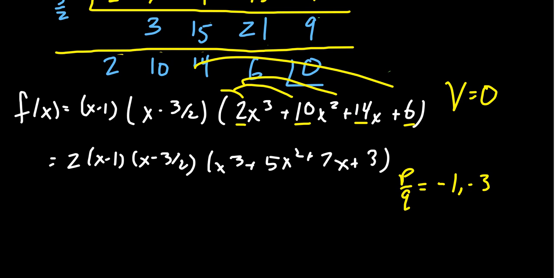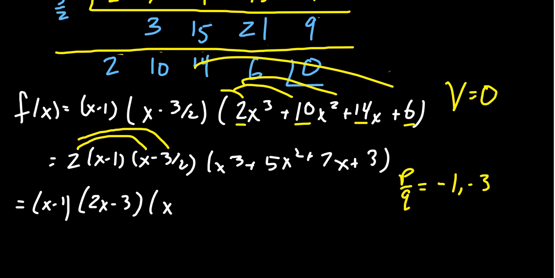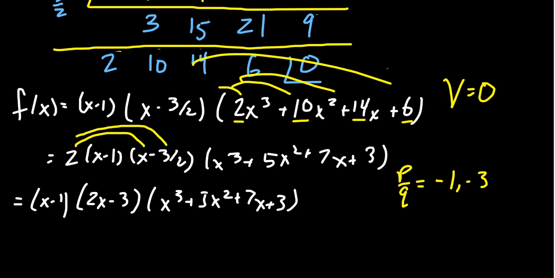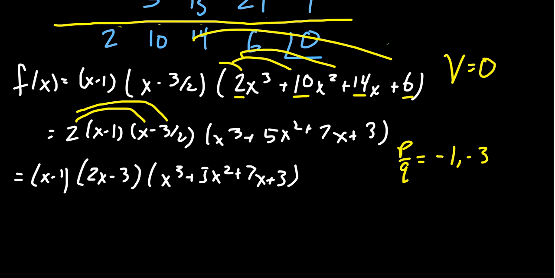Also, if you don't like fractions, notice you could distribute the 2 onto the x and to the negative 3 halves here. And that would give us the factorization x minus 1 times 2x minus 3 times x cubed plus 5x squared plus 7x plus 3. And so that's a pretty nice factorization. And the factorization has no fractions in it whatsoever.